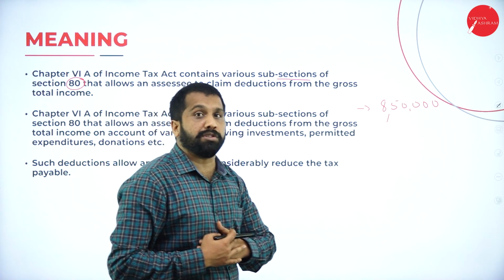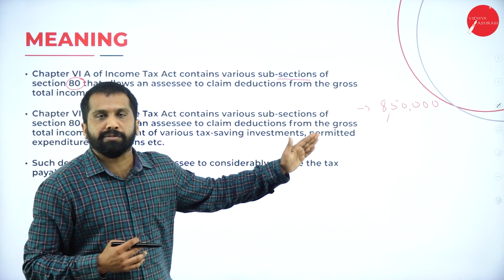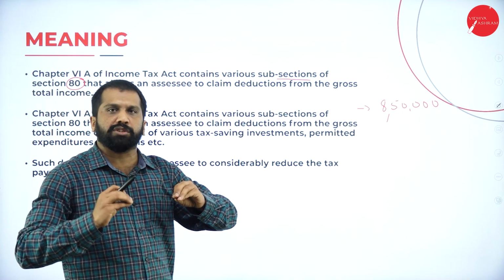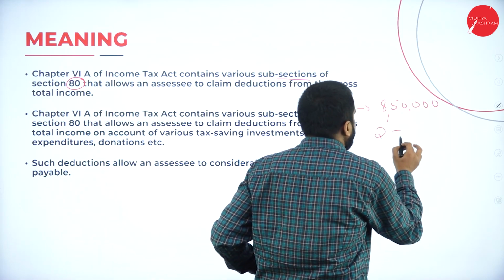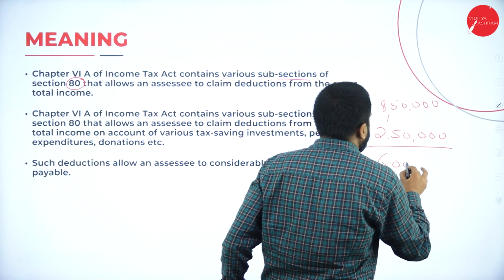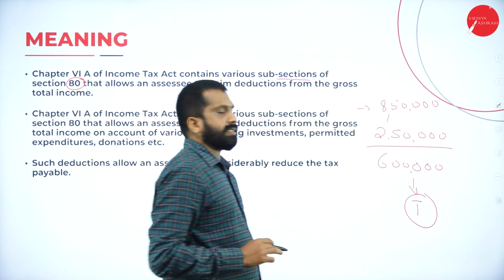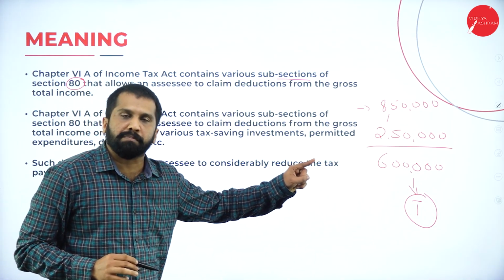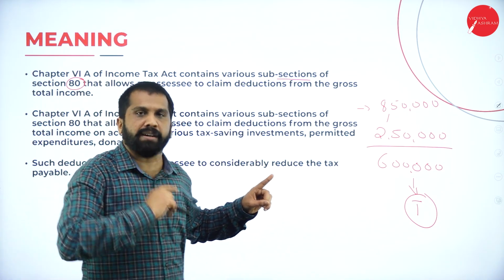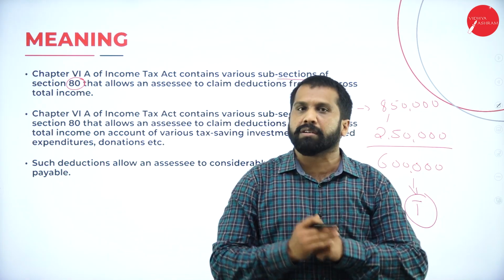8,50,000. How much am I supposed to pay tax? I am supposed to pay tax on 8,50,000. What is the tax slab? I'll come later for the tax slab. Just assume that 2,50,000 is exempted. So what is the balance? 6 lakh. On 6 lakh, you're supposed to pay tax. Are you ready to pay tax on 6 lakh? Yes. But you have certain deductions. Still, you can avoid your tax.